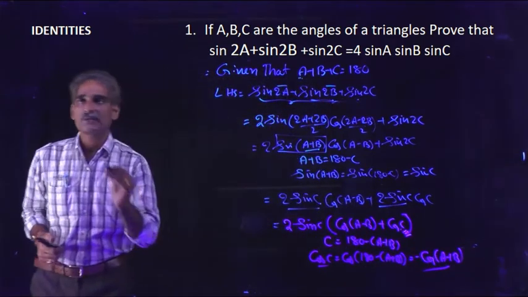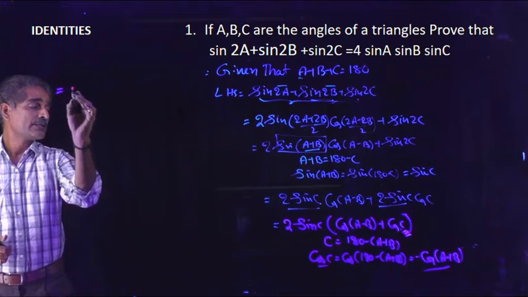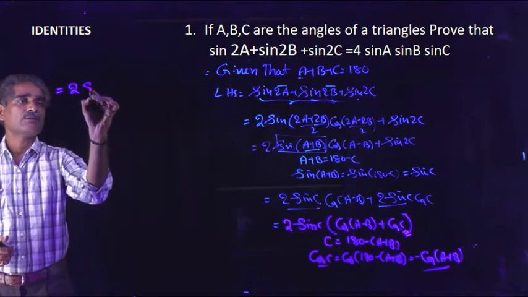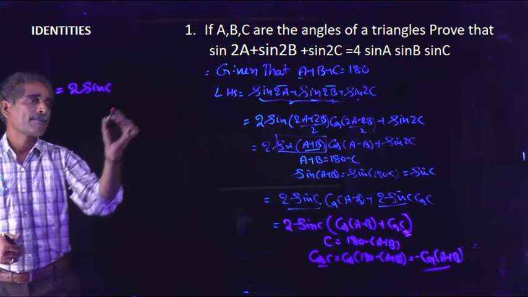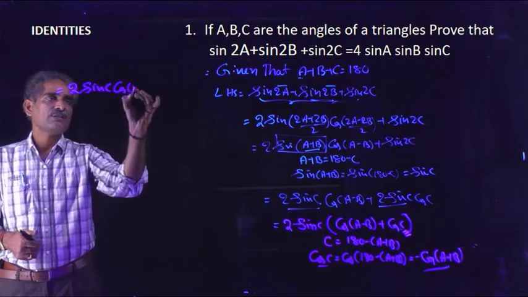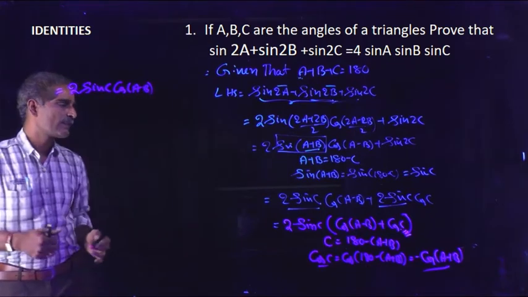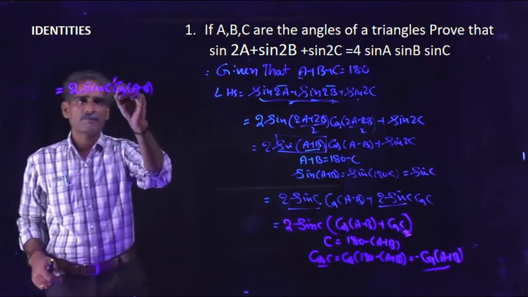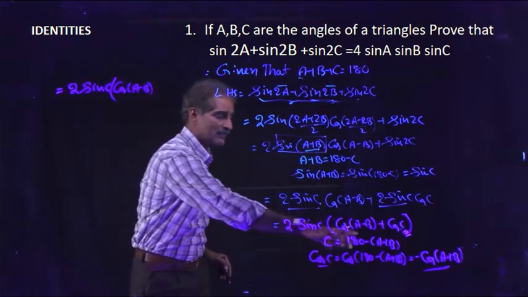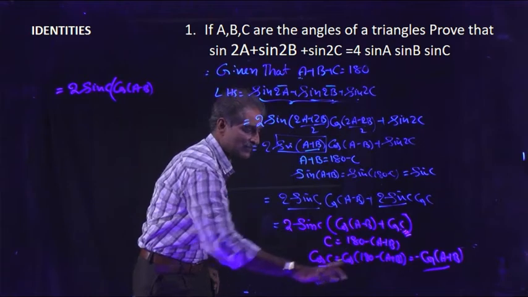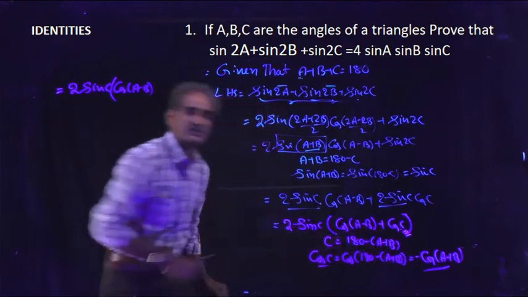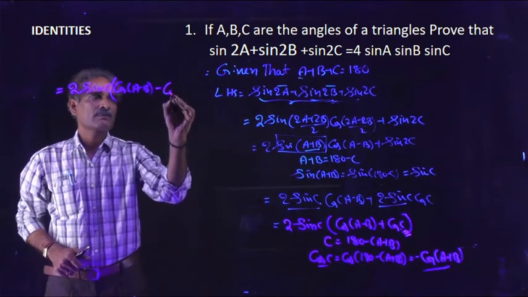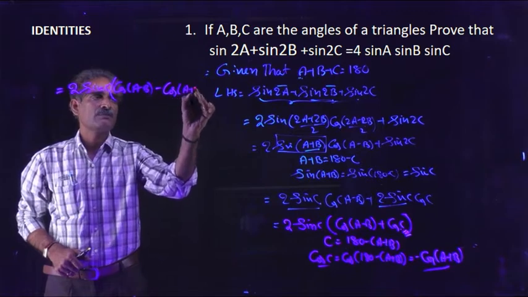Okay, then we will get 2 sin C cos of (A minus B) plus cos C, but the cos C value is minus of this one, so just replace it here by cos of (A plus B).